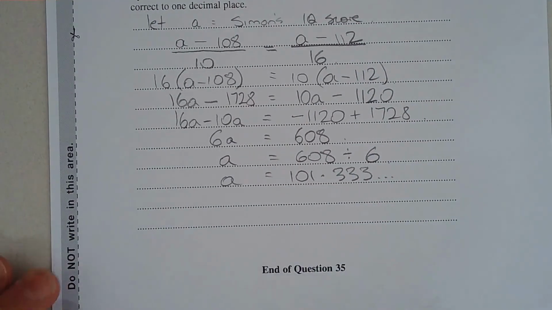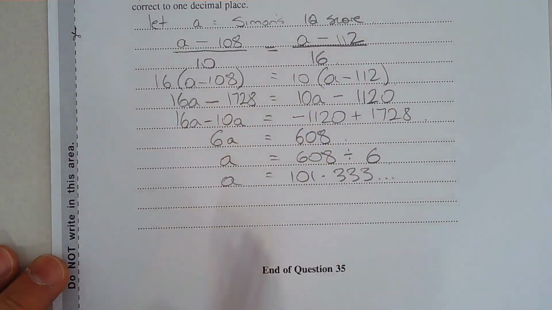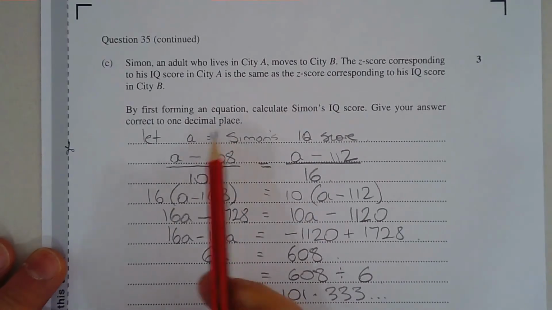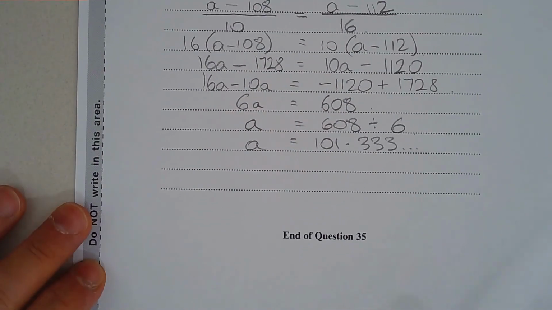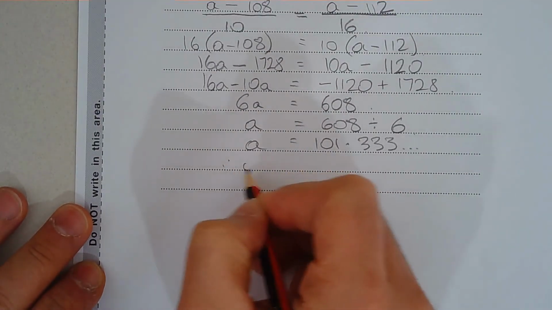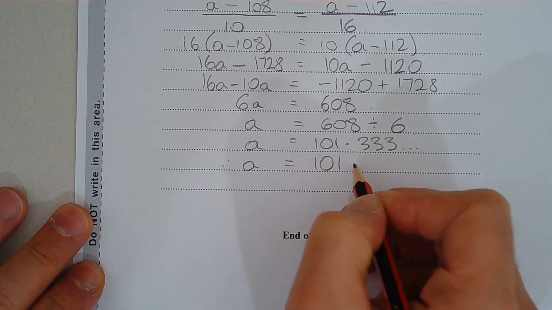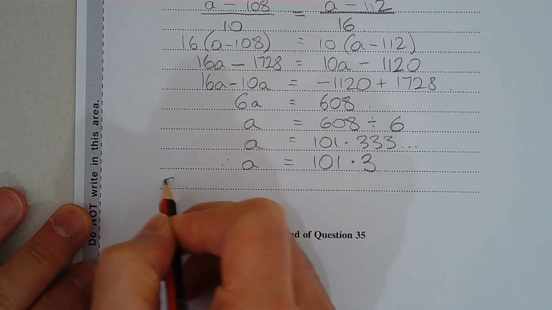It carries on there, and it says correct to one decimal place. So let's enter it to one decimal place. Therefore, A is equal to 101.3. So Simon's IQ score is 101.3.